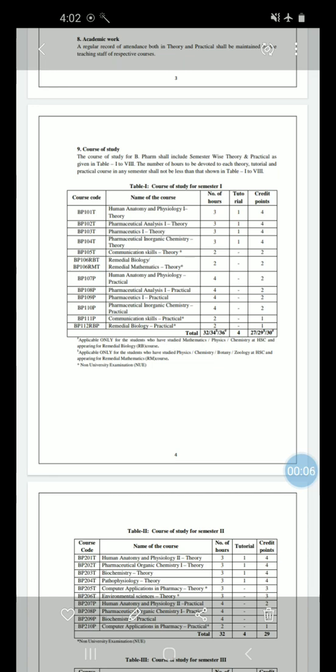First of all, I introduce myself. I am Miss Manisha Girkar, working as an assistant professor in our institute. Today, I am going to explain the subjects of your semester 1.